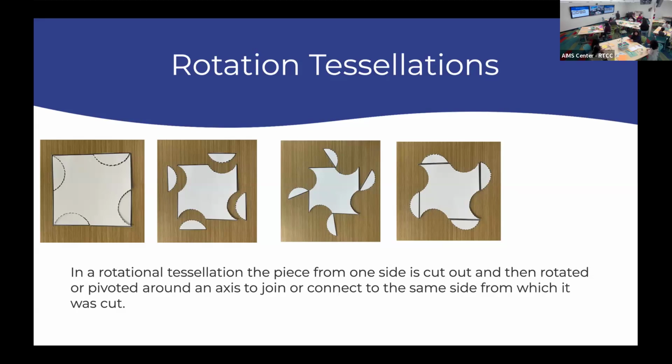Now, as you are doing this, the next thing we're going to do is I'm going to give you a blank square and a blank triangle, and I'm going to ask you to create your own tessellation. So you might begin to think about what you want to do to create your own tessellation.